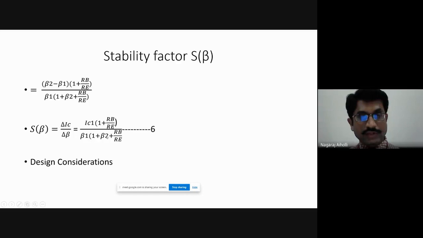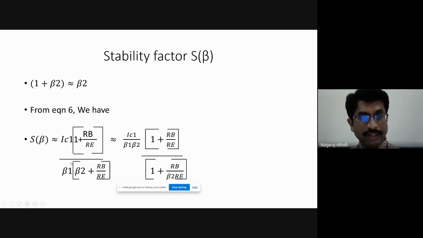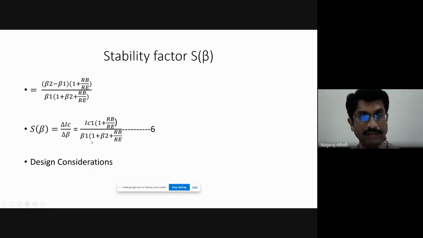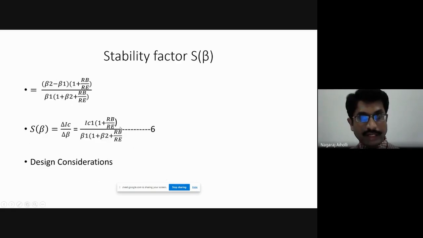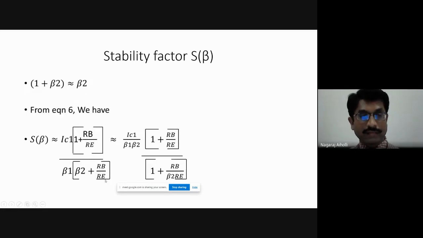Here the equation will be reduced to IC1 into 1 plus RB by RE, that divided by beta 1, right? 1 plus beta 2 is beta 2, so beta 1 the whole multiplied by beta 2 plus RB by RE. Okay, that is approximately equal to IC1 divided by beta 1, into 1 plus RB by RE.